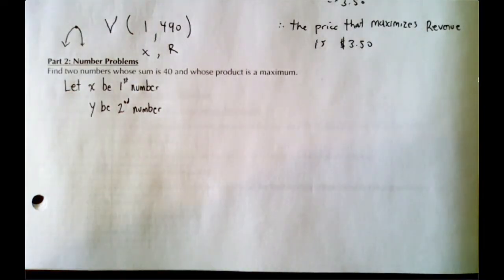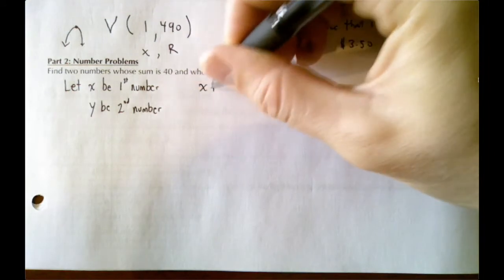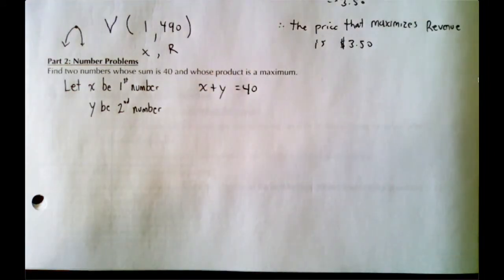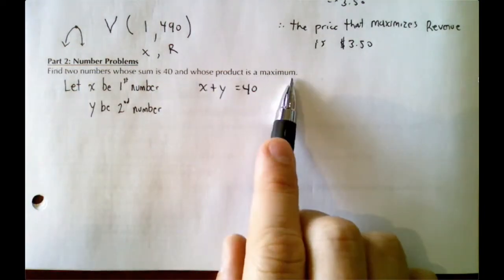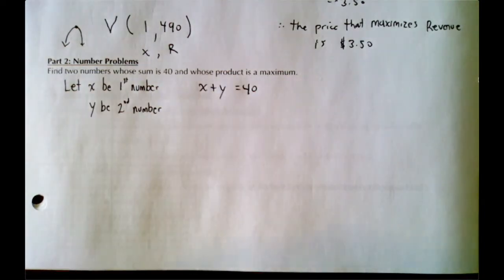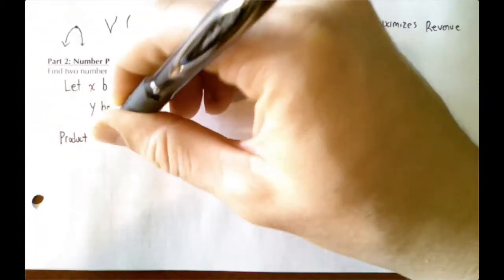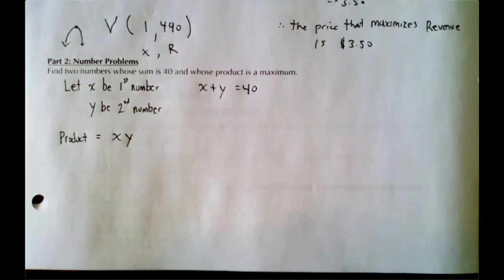So the sum is 40. That means x plus y equals 40. We know this. And the product is a maximum, so we want to find the maximum product. Well, product means multiply. So the product would be x times y.